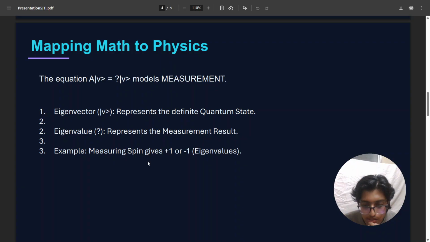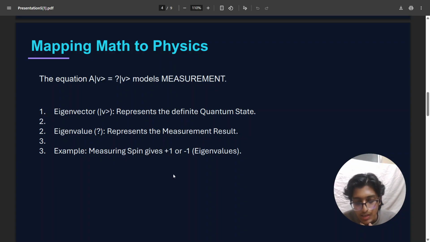Now mathematically this is just AV is equal to lambda V. But why does a physicist or a computer scientist care? This equation is actually the definition of measurement. In the quantum world, a system can be in a superposition, a mix of many states at once. But when we measure it, we never see a mix, we only see one definite result. The matrix is the question we ask the system. The eigenvector is the state the system collapses into. And the eigenvalue, that is the answer we get.